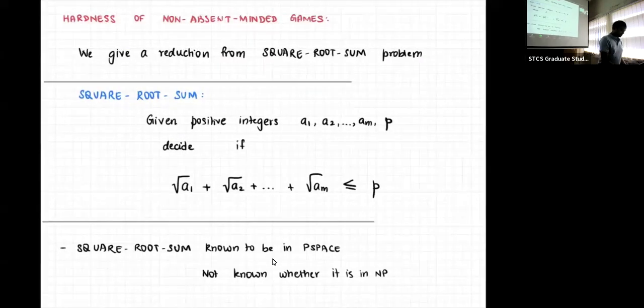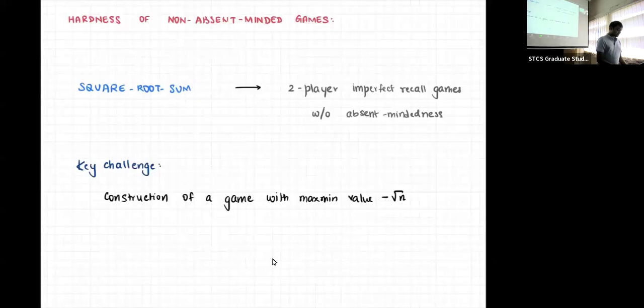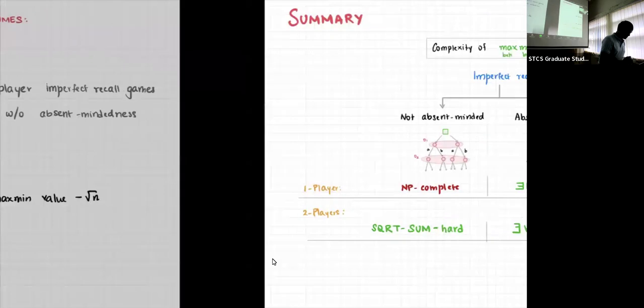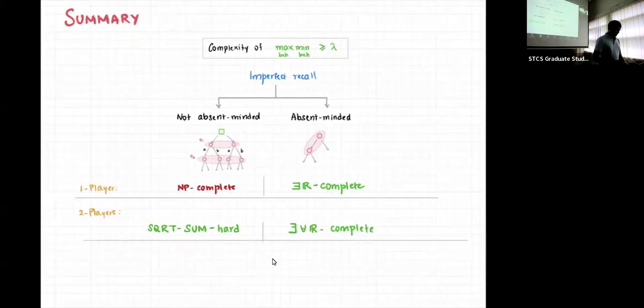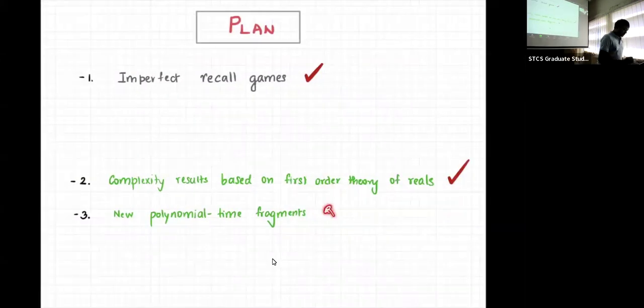This is the problem. Given positive integers, decide if root a1 plus root a2 and so on is less than or equal to k. Okay. And the main challenge here was to construct a game whose maximum value is minus root n. I'm not going to go into the details, but this was the challenge. Okay, so we have kind of given you a glimpse of the complexity. So let me quickly do this polynomial time fragment.